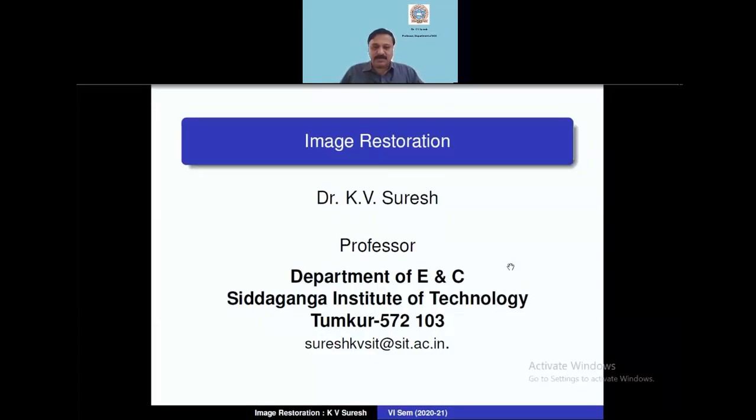So the third unit is image restoration. As the name itself says, you are trying to restore the originality of an image, which probably would have undergone some variations or some degradations.